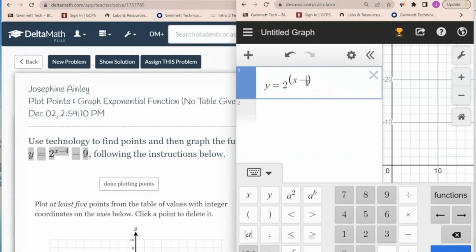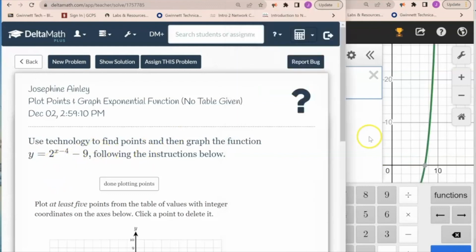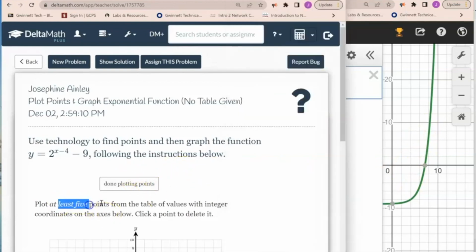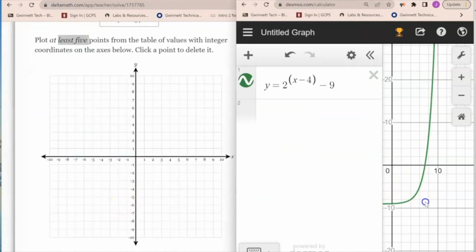So x minus 4, and then minus 9. So I'm just, again, copying the question into the calculator. So it's graphed it for me, right? Now I have to plot at least 5 of those points. So I can come and look at the graph.